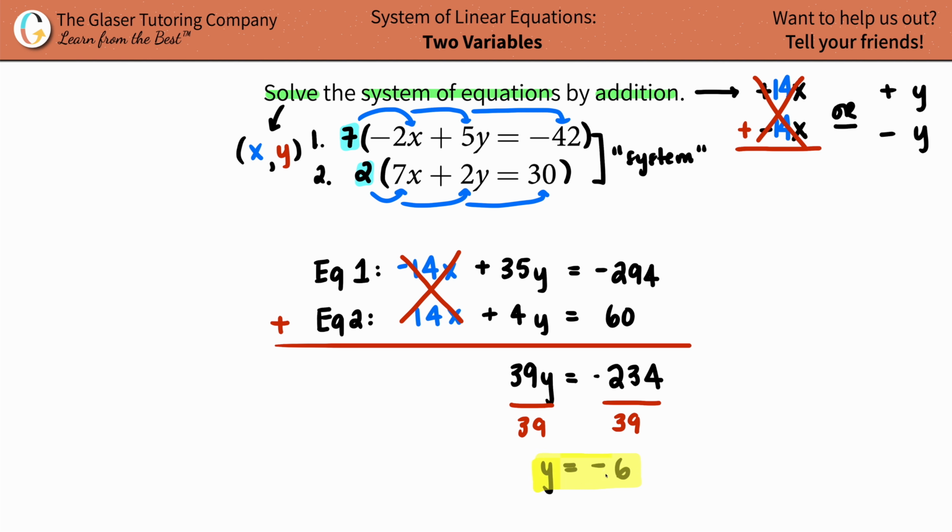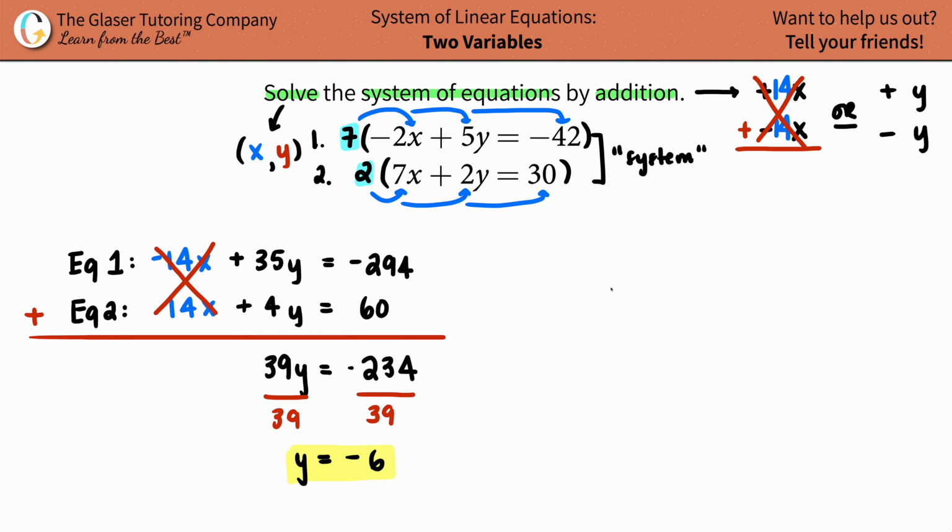So what I'm going to do is pull this over to the side. We did the addition part already. We know now the y value is going to be a negative 6. Now we just need to find that x value. But how do we do that? Go back to the original equations. It does not matter which equation you choose. Just pick the one that's easiest for you. I don't really want to work with a negative 42, so maybe I'll work with a 30. So let's go with equation 2.